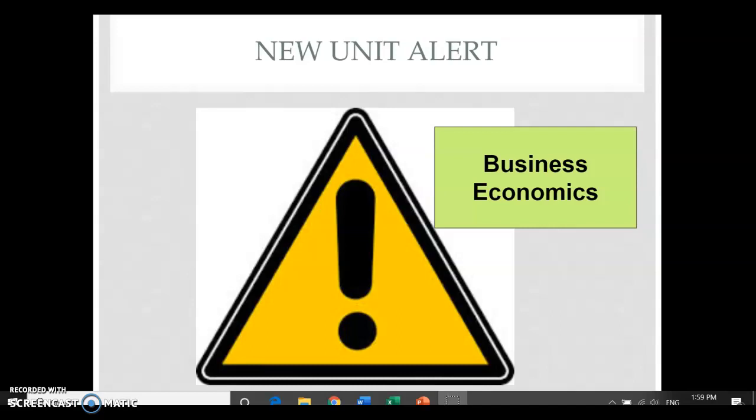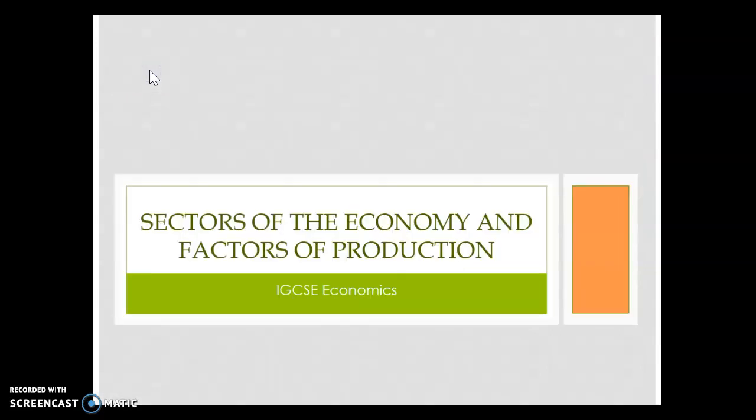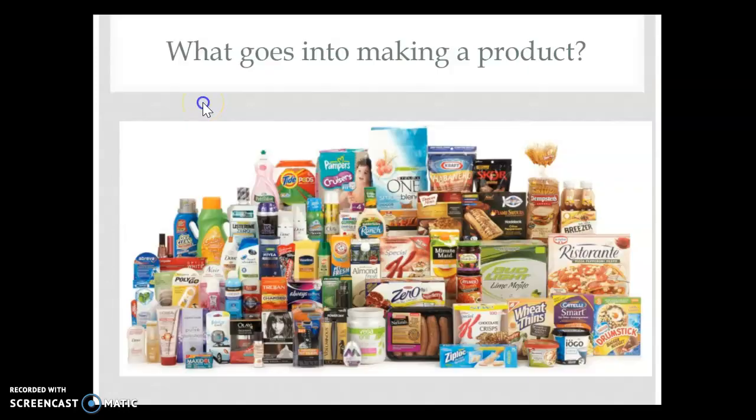Hello economists, I'm going to talk you through the next section of our course, and we're actually moving on to a new unit which is called Business Economics. So the first section of Business Economics is sectors of the economy and factors of production.